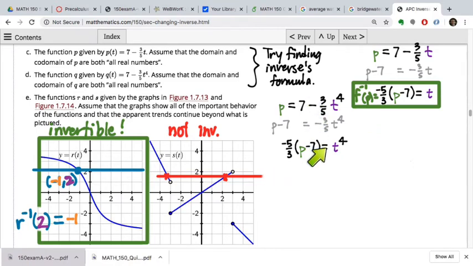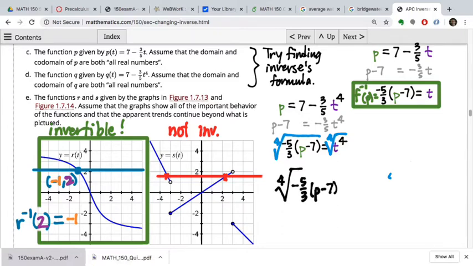What's the last step in solving this equation for t? What do I have to do to both sides? I should take not the square root, but the 4th root of both sides. So I'll do that. It's the root with an index of 4 in there. Index of 4. Okay. And so on the left-hand side, I'm going to get this nasty thing, the 4th root of -5/3 times the quantity p minus 7.